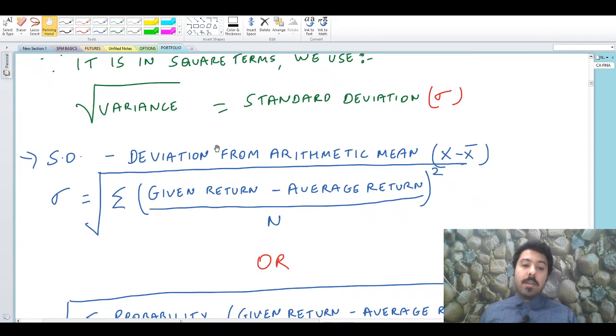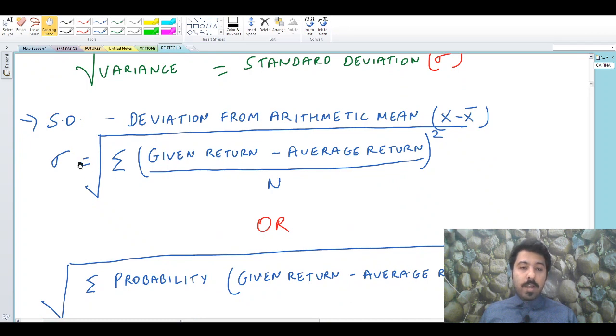So standard deviation is deviation from the arithmetic mean, x minus x bar. X bar is our mean, obviously. And how is it calculated? Sigma equals the square root of the sum of (given return minus average return) squared, divided by n.